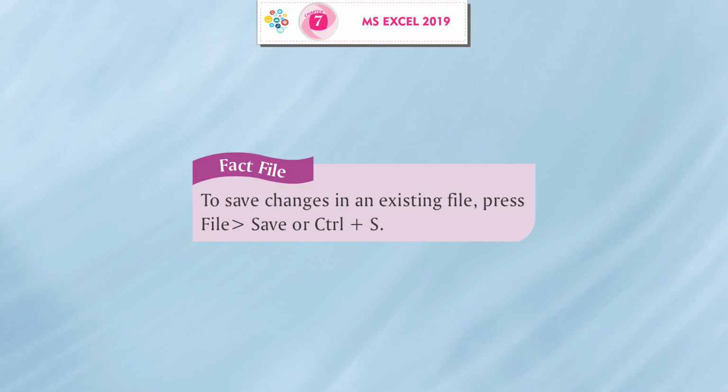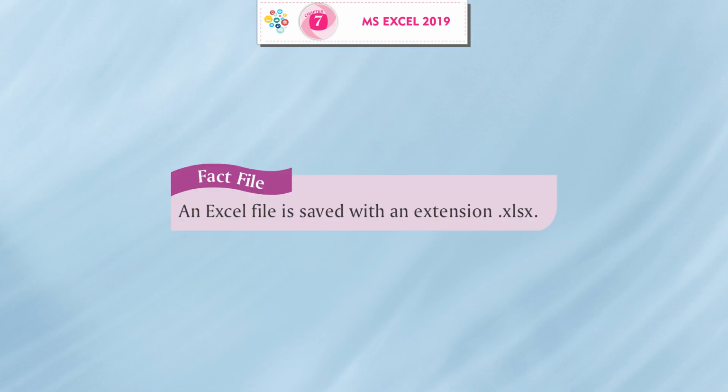Fact file. To save changes in an existing file, press File, Save, or Ctrl+S. Fact file. An Excel file is saved with an extension docx.